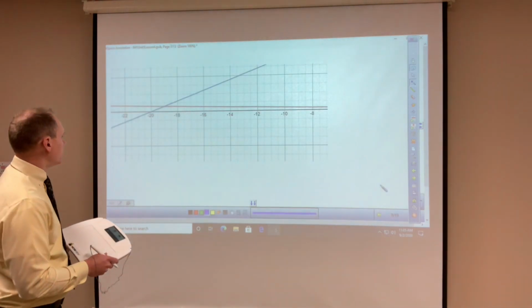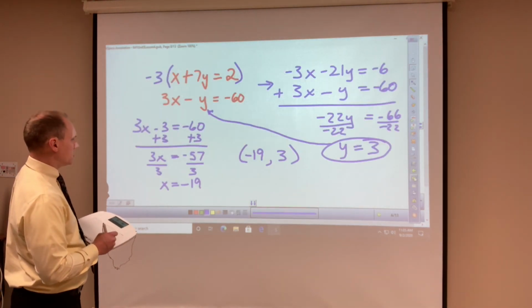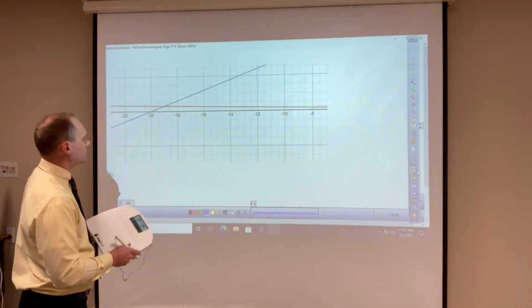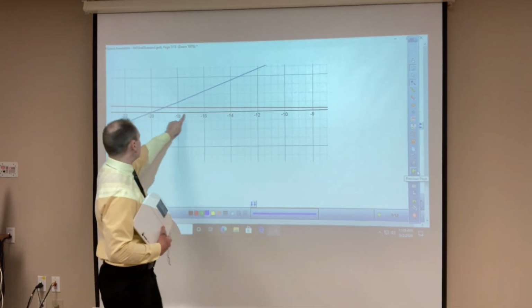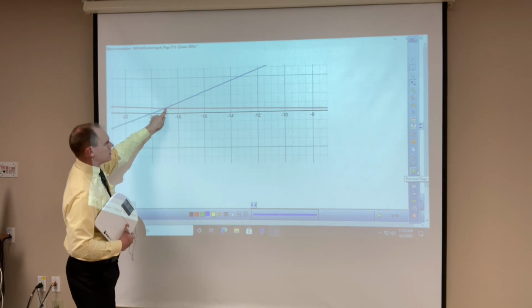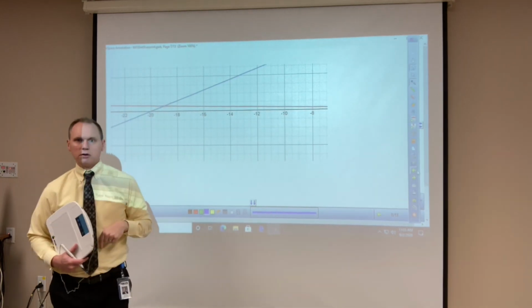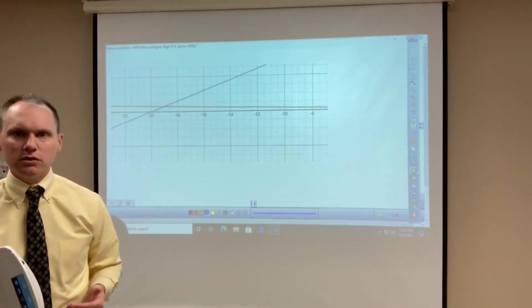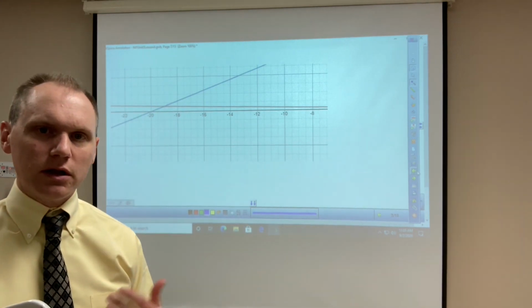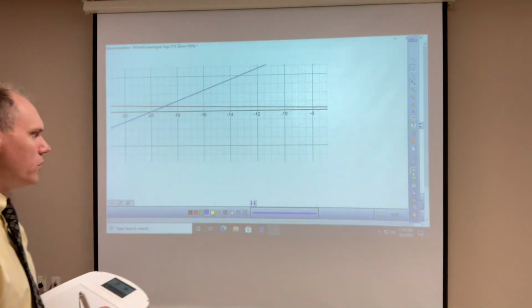If we look at our solution here, we said it should be negative 19, 3. So negative 19, comma 3 is our solution. So we're still finding the intersection of the two lines. We're just doing it algebraically in a different way than what we did last video.